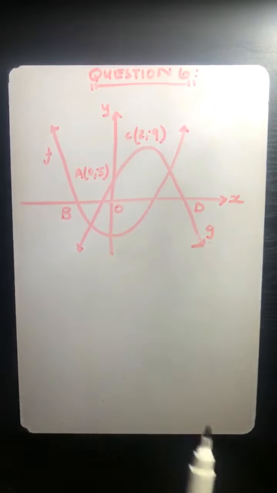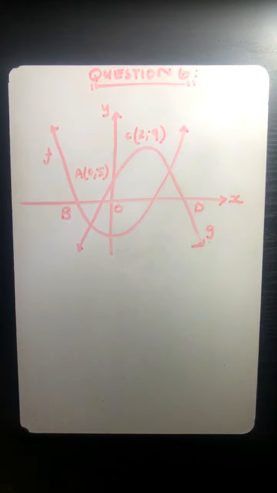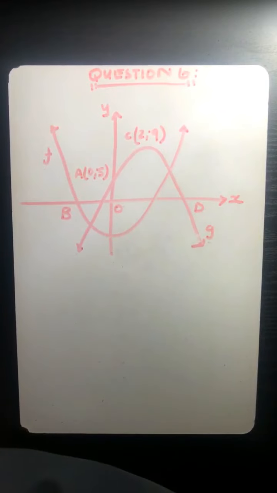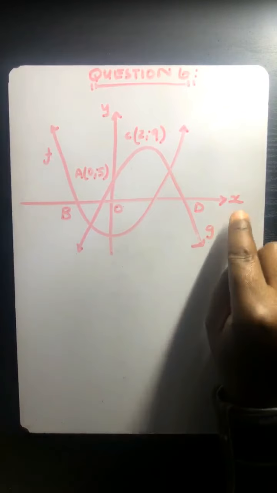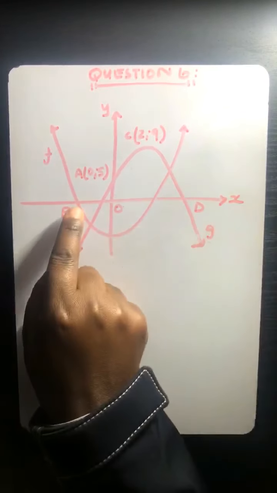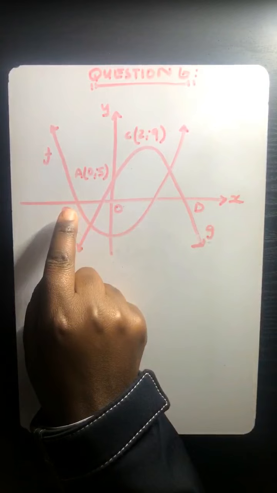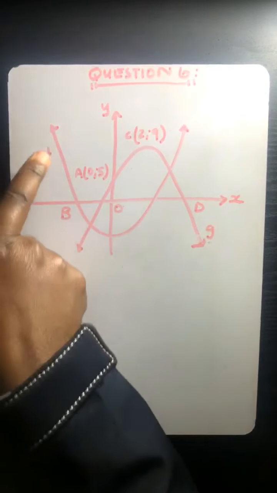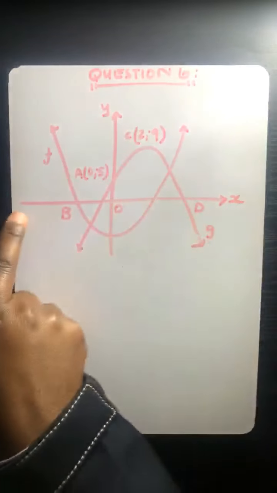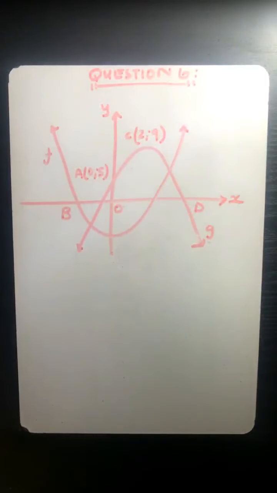Remember, the word intercept simply refers to a point where something touches the other thing. So we say the x-intercept of F is B. So where F touches the x-axis, that point we call the x-intercept, which is named B.